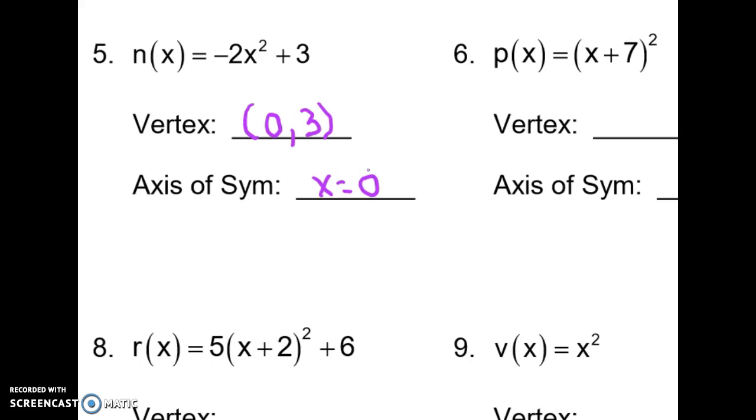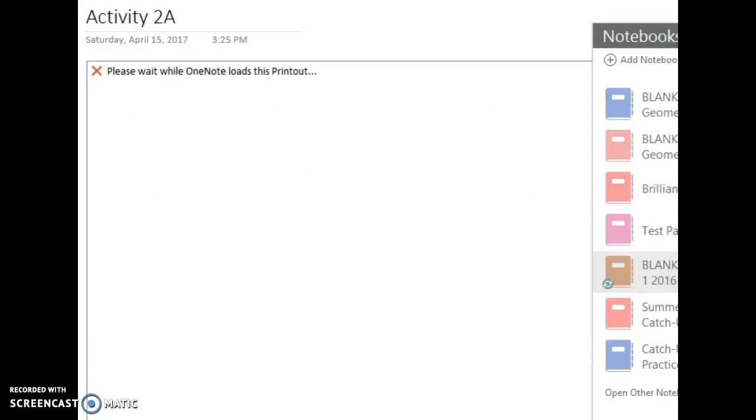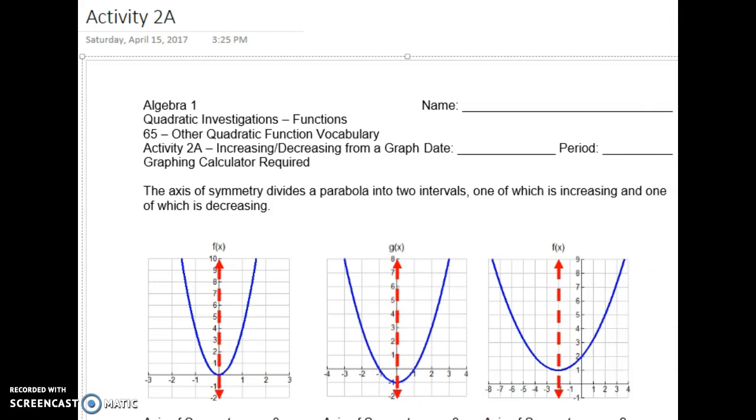The other part of what we're going to look at is where a function is increasing or decreasing. And we're going to start doing that by taking a look at a graph.